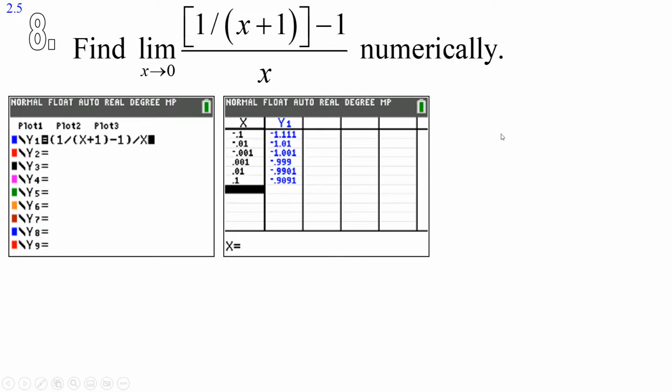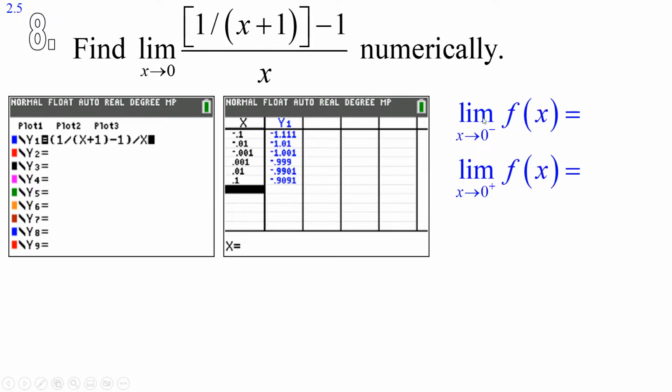And does it look to you like the left-hand limit equals the right-hand limit? That's what it looks like to me. So I'm going to say the limit of f of x as x approaches 0 from the left is -1. The limit of f of x as x approaches 0 from the right is also -1. So we can say the left-hand limit equals the right-hand limit. Therefore, the limit exists. So that implies the limit of f of x as x approaches 0 equals -1. At least that's what it appears to be. And that's all we can do numerically.